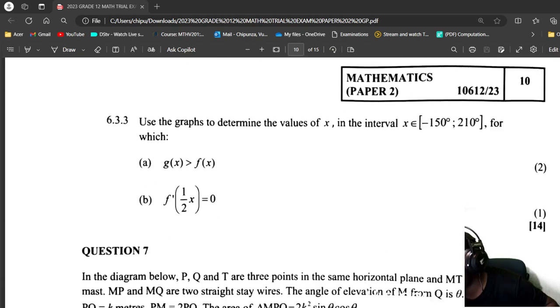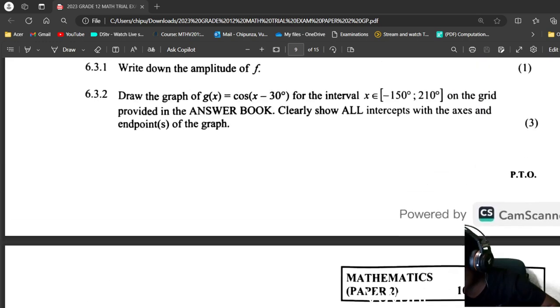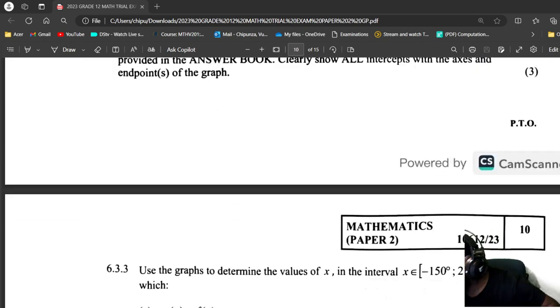Then there's 6.3.3. Now you need to analyze the functions, guys, to find where g of x will be greater than f of x. That's just you now seeing on the functions which you have plotted, so that you can get the value. That won't be really hard on your side.